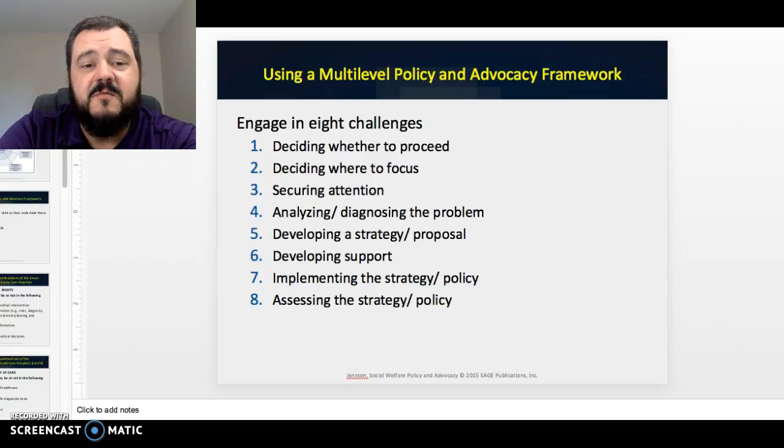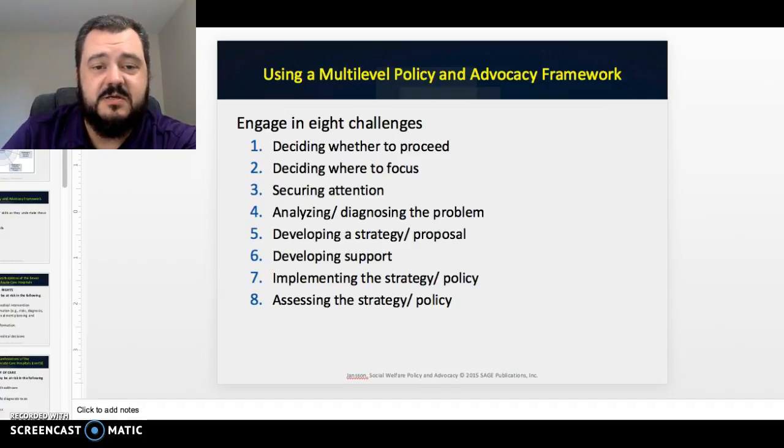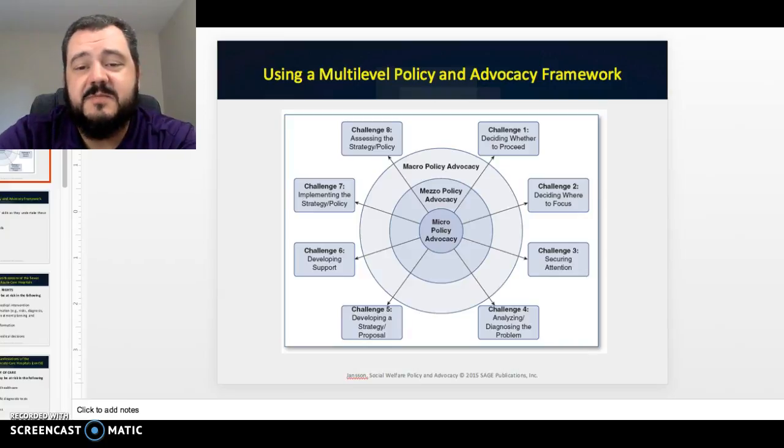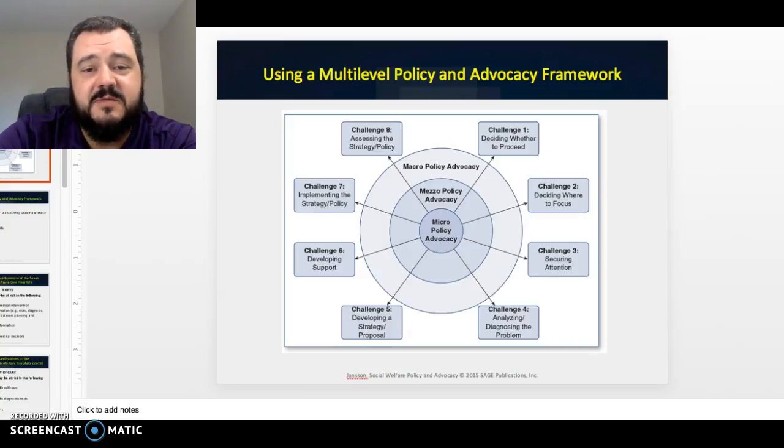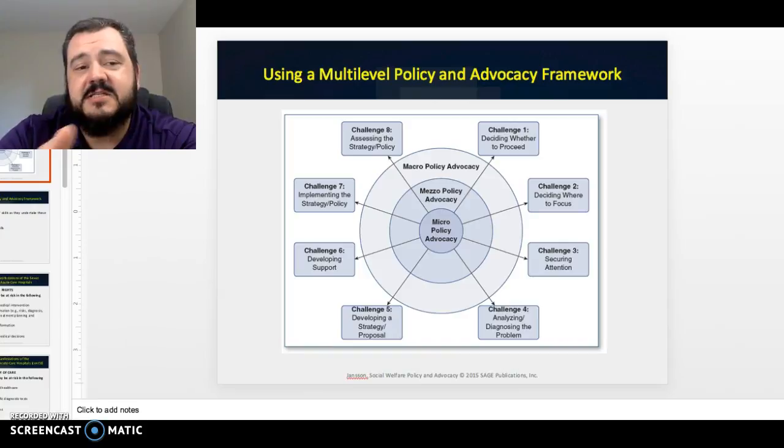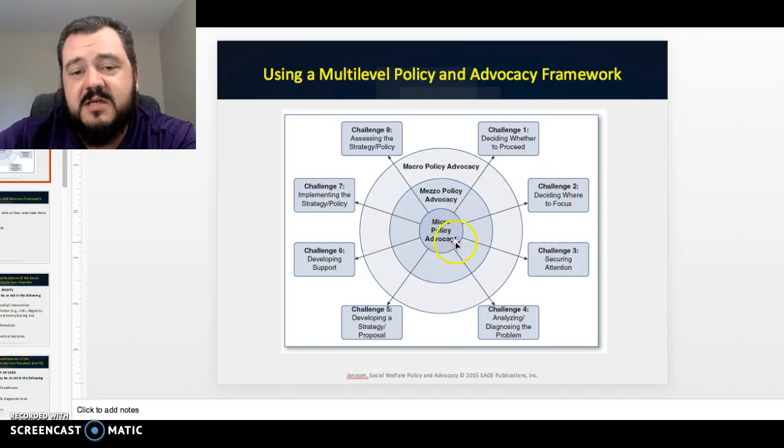So, first off, we look at our 8 challenges. And I want to show you this slide because I think this will help it make a little bit more sense, especially because these different challenges will cut across the micro policy advocacy, the meso policy advocacy, and the macro policy advocacy. You will have to go through each of these challenges in each of these levels.